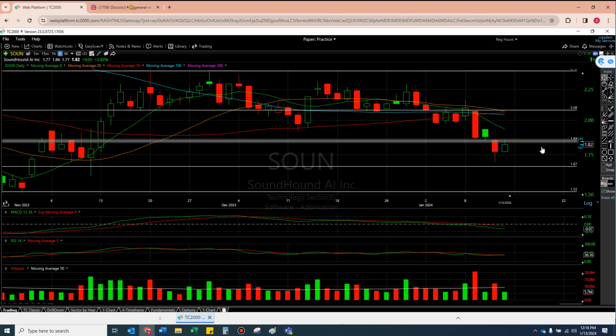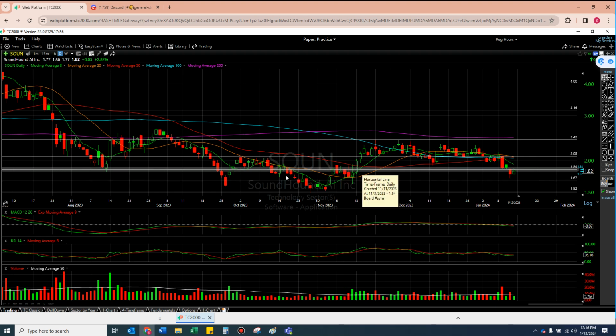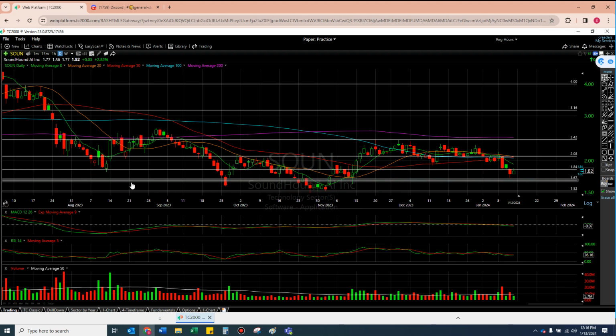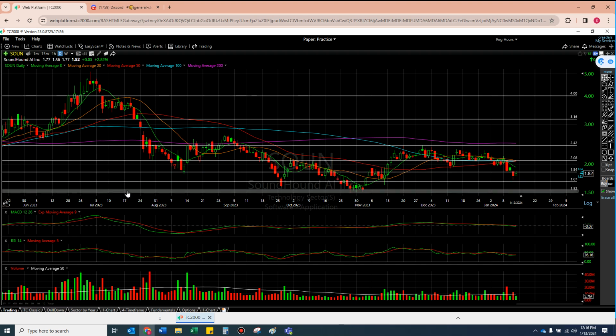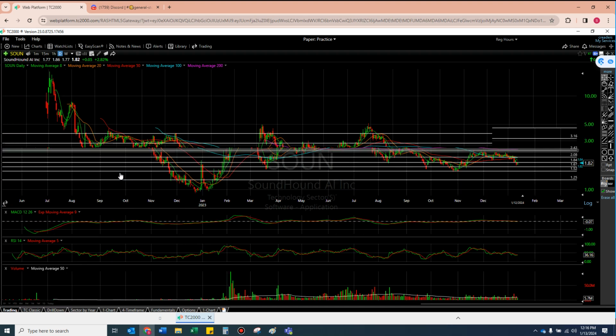It seems like this 184 was a decent support, right? It looks like there was a nice little horizontal right there, a couple of horizontals right there. It was the bottom down here in August. Just zooming out again, it was a nice little important moment in November of '23. Yeah, this was an important support.